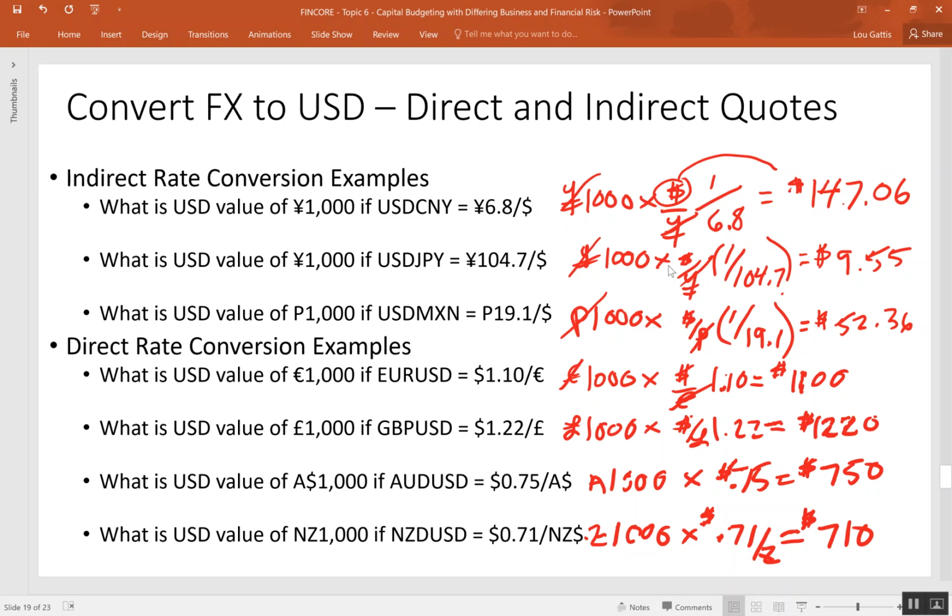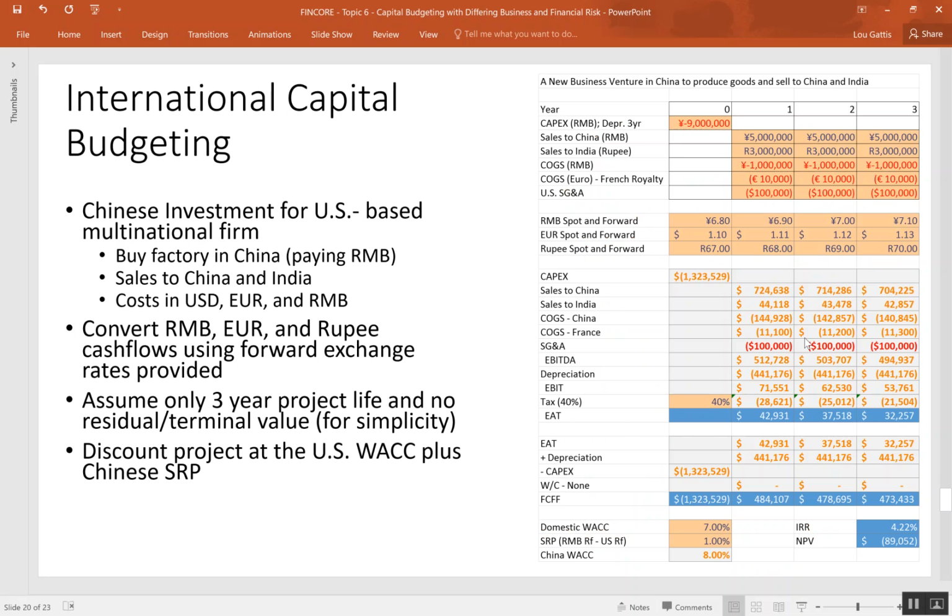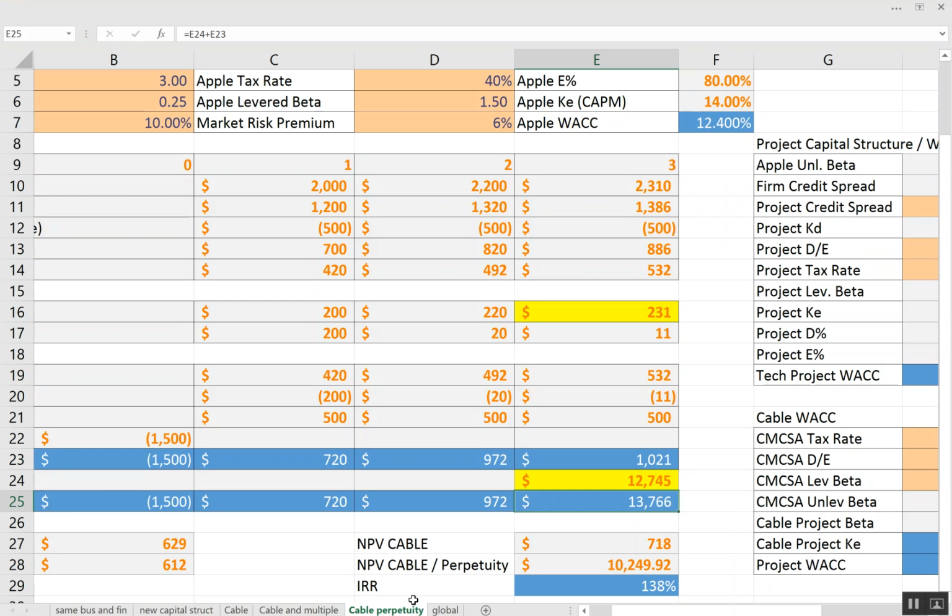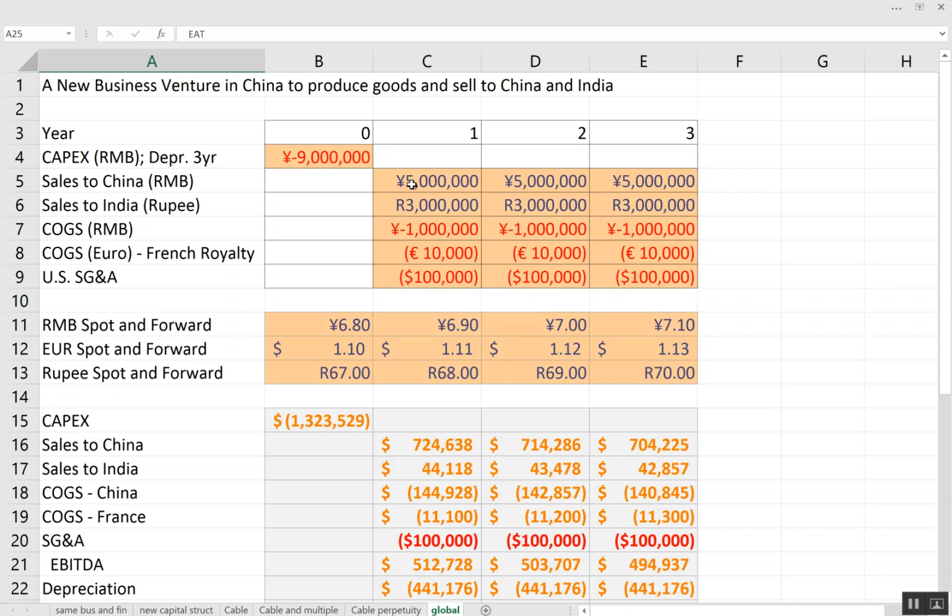I take 1,000 yen and divide by 104. And I take 1,000 pesos and divide by 19. So that allows me to do this example, and we'll just talk about this briefly. The last example is where I spend 9 million as a US-based firm. My CapEx is 9 million yuan.